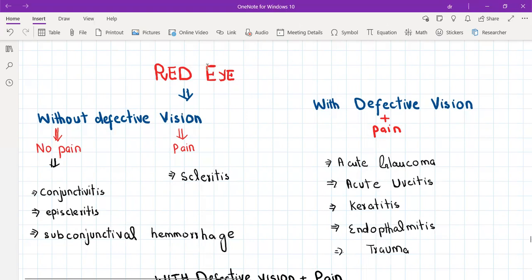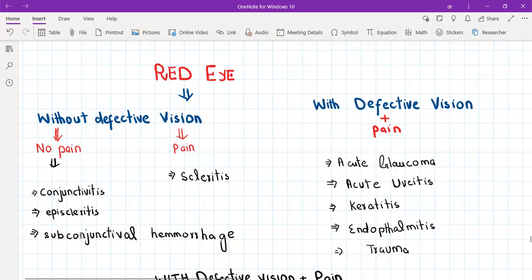Okay, then we have patients presenting with red eye without defective vision. So they have no visual impairment. But they can be further classified into two. Those who do not have any pain, there might be some discomfort, feeling of grittiness, itchiness, but no pain. So these include conjunctivitis, episcleritis, and subconjunctival hemorrhage. So these 3 are patients with red eye, but no pain and no impairment of vision.